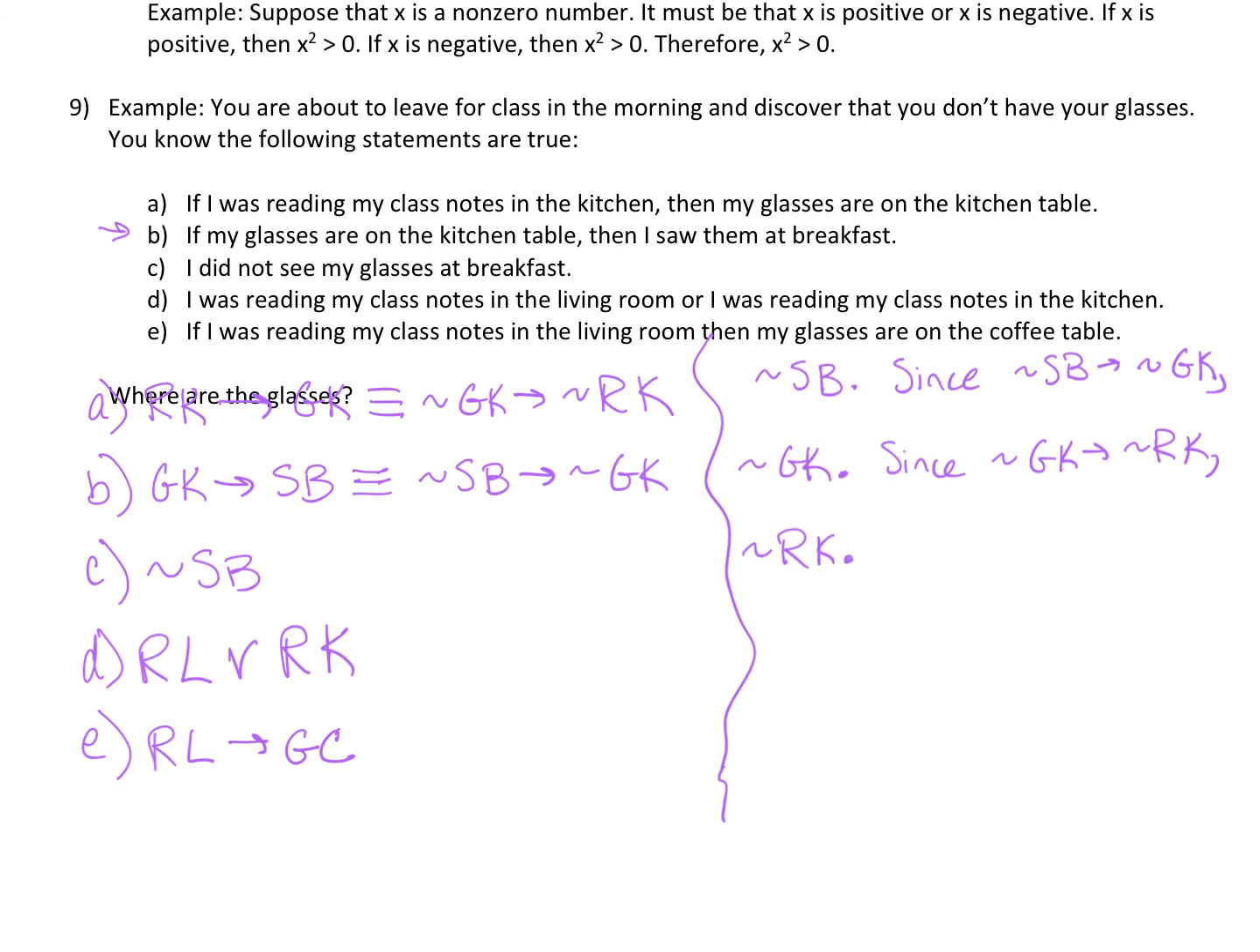And then D here says that I was either reading in the living room or the kitchen, but I was not reading in the kitchen, so I must have been reading in the living room. Reading, living room. And if I was reading in the living room, then my glasses are on the coffee table. Therefore, glasses, coffee table.